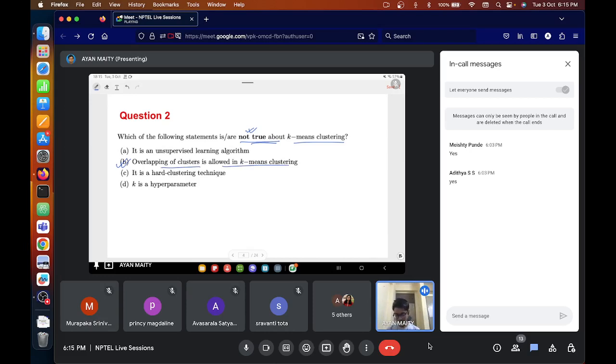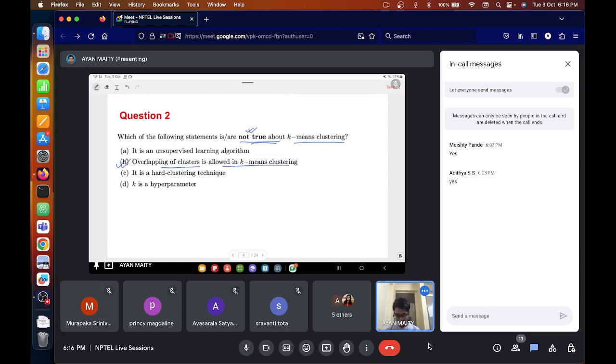Regarding the first option, it says it is an unsupervised learning algorithm. K-means is certainly an unsupervised learning clustering algorithm. And the third option is it is a hard clustering technique, which is also true about K-means clustering. The clusters are hard clusters, not soft clusters. So every point belongs to only one cluster. In case of soft clustering, a point can belong to different clusters, so it would have membership values for different clusters, but in K-means it is not allowed.